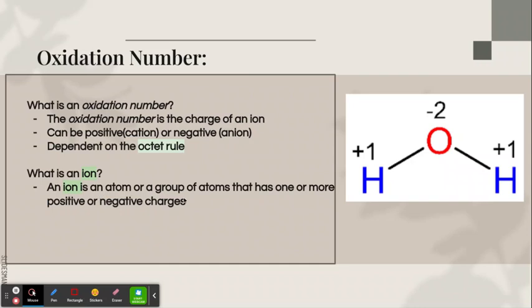An ion is an atom or a group of atoms that has one or more positive or negative charges. This is shown over here with the hydrogen having the +1 and the oxygen having this -2. And you can tell if they have a +1 or -2 depending on what group they are in the periodic table, which I will show in this next thing.